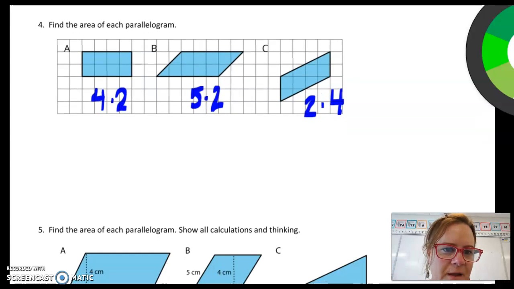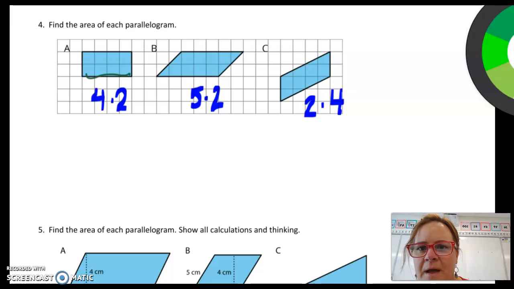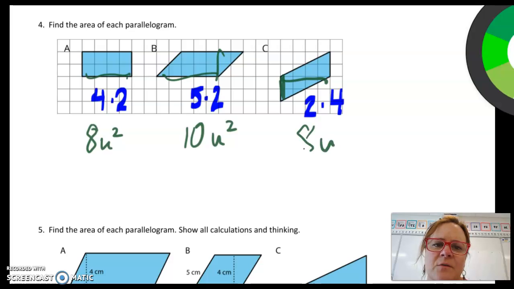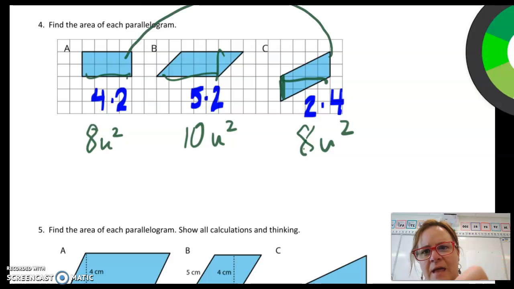Number 4, find the area of each parallelogram. Well, I know I'm just going to multiply the base times the height. And so in A, I'm going to multiply 4 by 2, and I get 8 square units. In B, I'm going to multiply 5 by 2, and I'm going to get 10 square units. And in C, I'm going to multiply 2, that's the base, by 4, the height. And so I'm going to get 8 square units. Isn't it interesting that C and A have the same area? And that's because they share the same base height pairs.